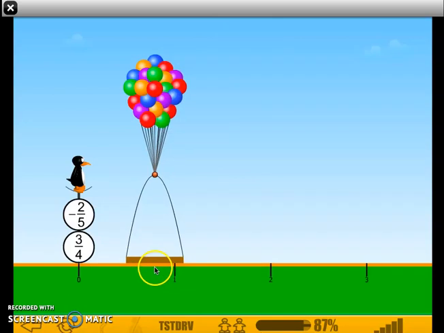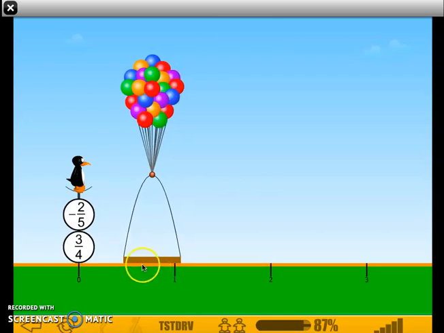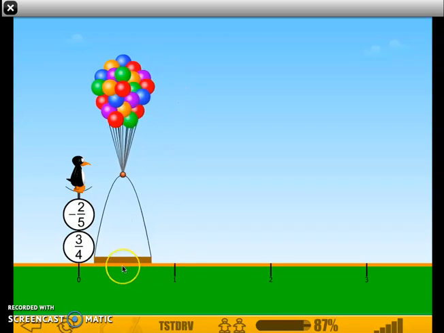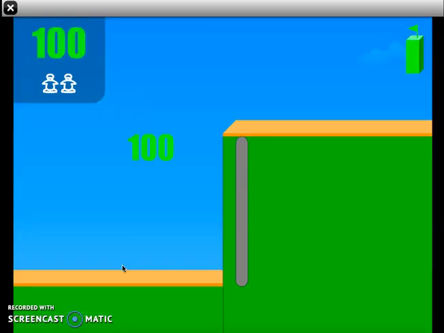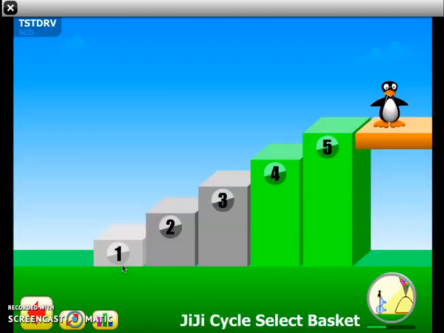And then we have 3/4 minus 2/5. So we can kind of visualize it's going to go back just a little bit, maybe almost halfway. So about right here. And that is JiJi Cycle Select Basket Level 5.